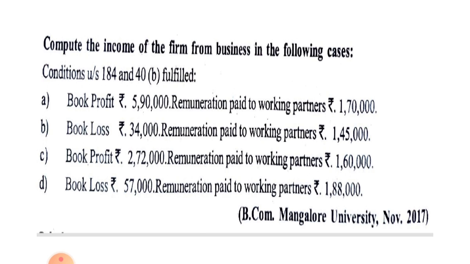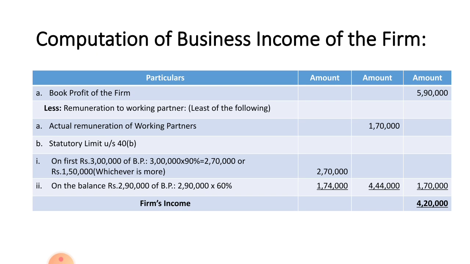See, book profit 5,90,000, remuneration paid to working partners 1,70,000. Book loss 34,000 and remuneration paid to working partners 1,45,000. Next one, book profit 2,72,000 and remuneration paid to working partners 1,60,000. Next one, book loss 57,000 and remuneration paid to working partners 1,88,000. Four cases are given. You have to calculate the income of the firm in four cases. Let us solve this problem.